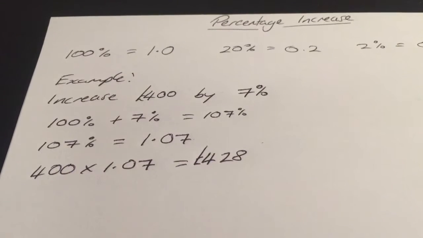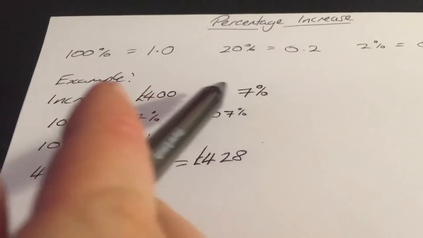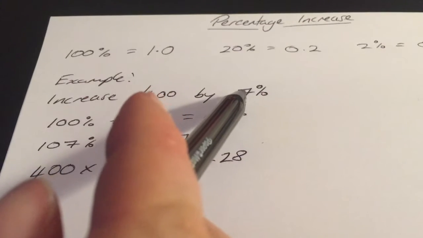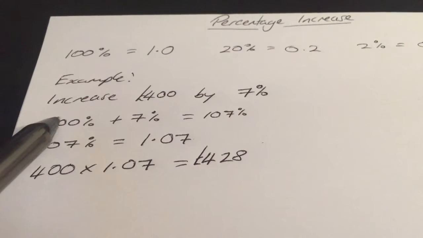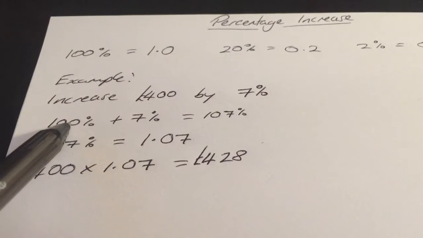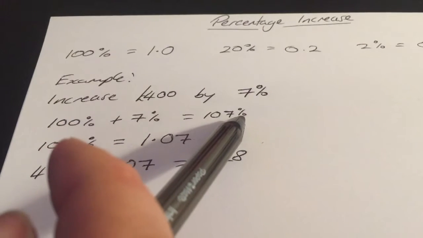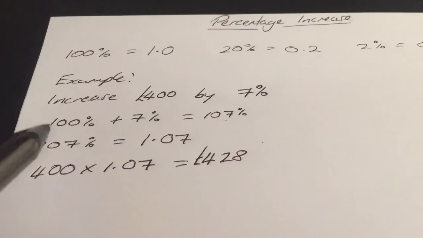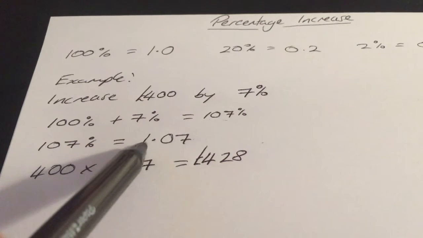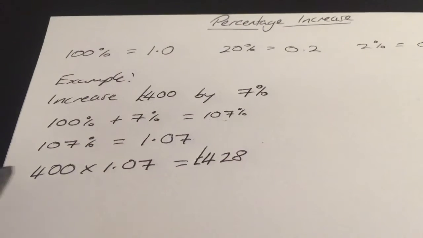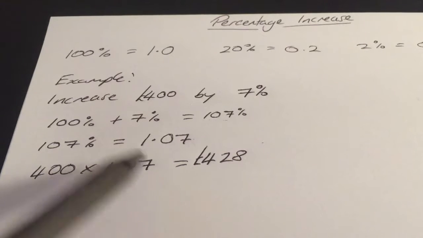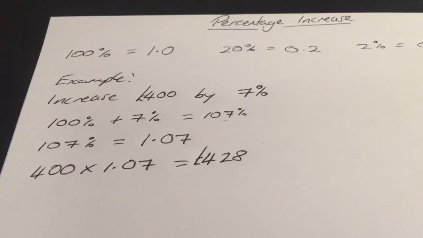So the key thing here for you to realise is that you find out what the new value will be as a percentage, which is your original value, 100%, the full amount, plus the 7%, which means that you're left with 107%. 107% as a decimal is 1.07. So then you just do 400 times 1.07 and you get the new amount. Let's look at these examples.